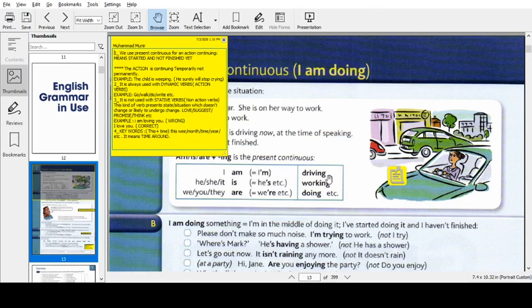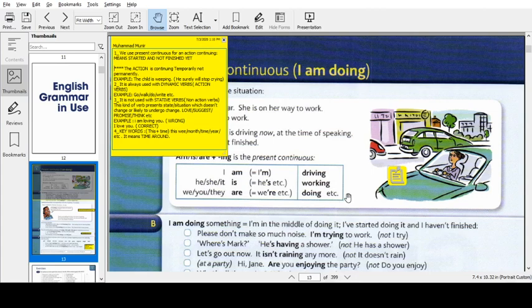Now please come to this construction. With I, this is first person singular, we use am. This is the long form and this is a short form, and we use ing. I am driving. He, she and it is walking. We, you, they are doing.